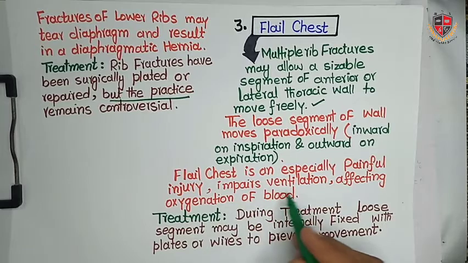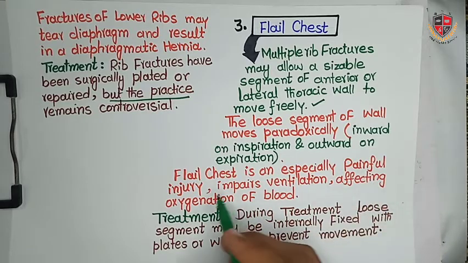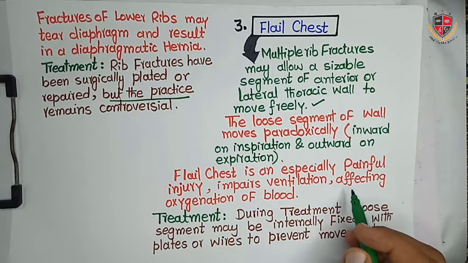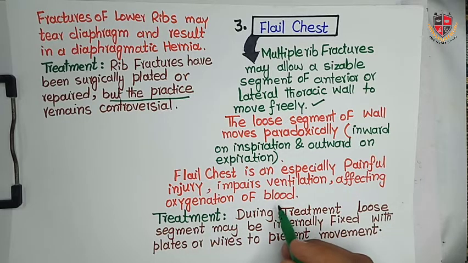Flail chest is an especially painful injury. It impairs ventilation and affects the oxygenation of blood. The treatment of flail chest: during the treatment, the loose segment may be internally fixed with plates or wires to prevent the movement.